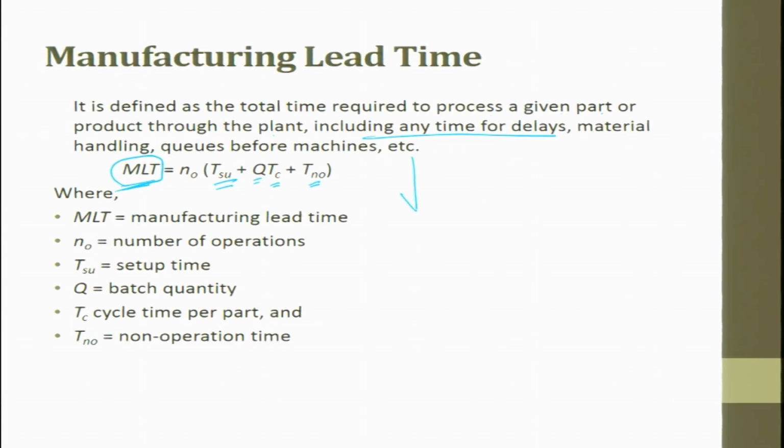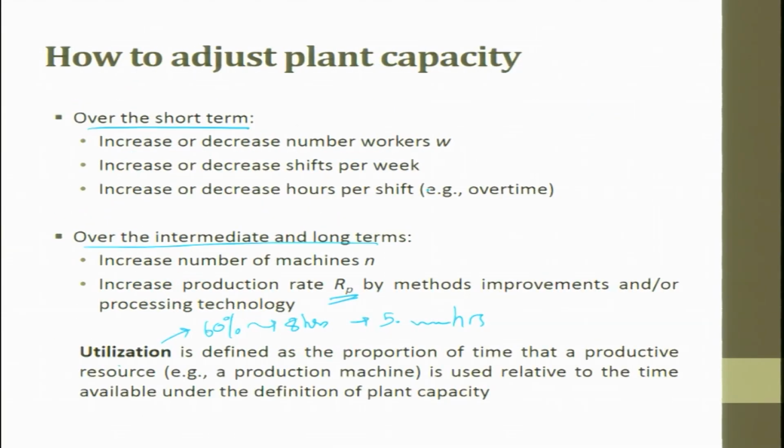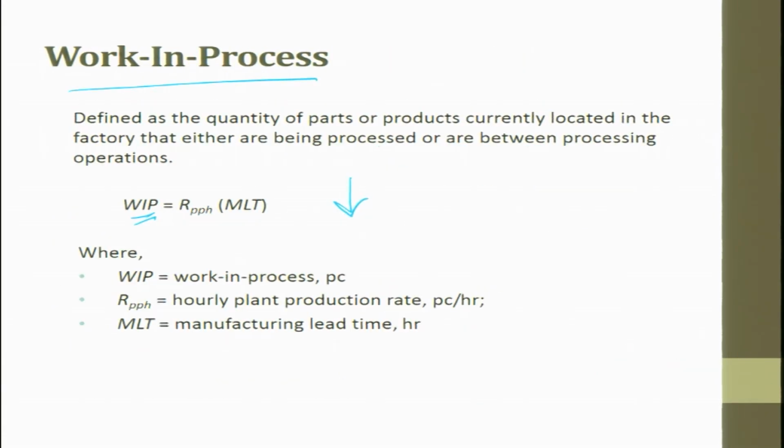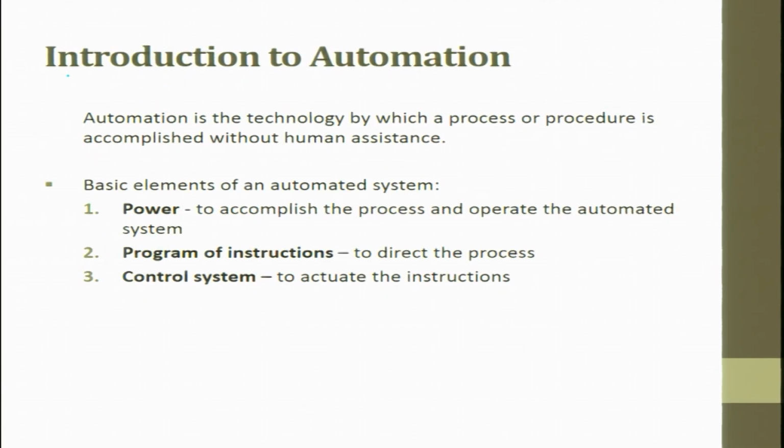Lead time has to be as low as possible, and the plant capacity has to be close to 100%. Okay. So, these are all the idealistic cases people will try to have. When we get into automation, when I try to introduce automation, manufacturing automation is very, very important.